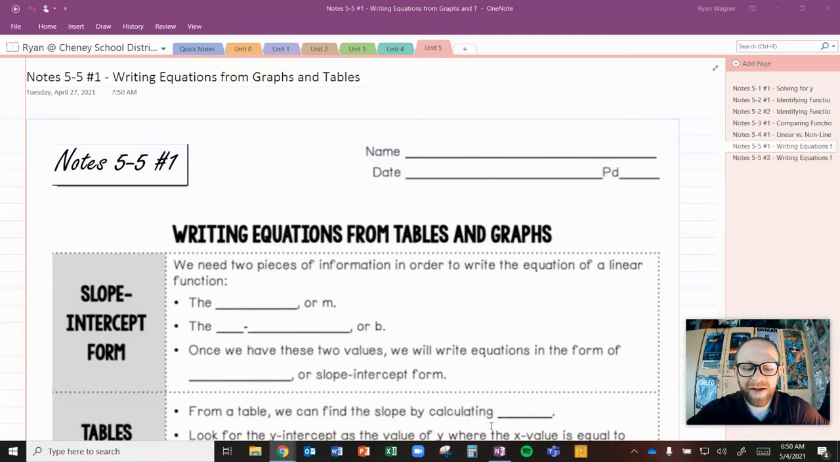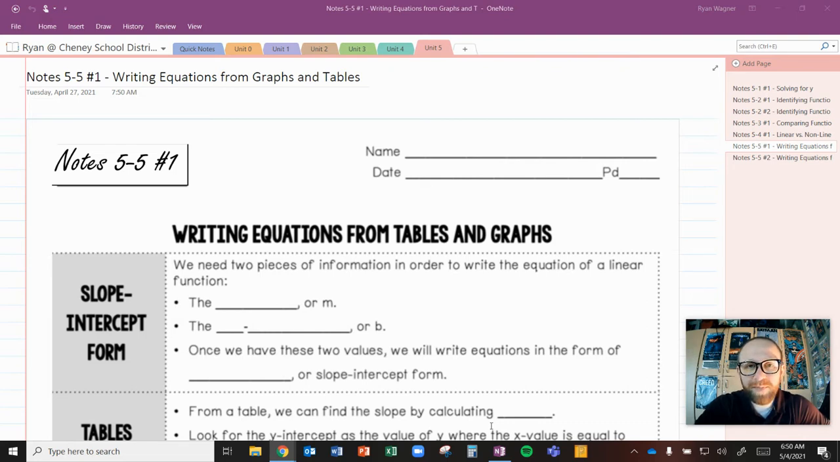Notes 5-5, number 1, we're going to be writing equations from tables and graphs. And if you remember, we've already talked about writing equations from graphs. So we're going to review graphs and we're going to talk about tables. So the first thing we're going to talk about is slope-intercept form.